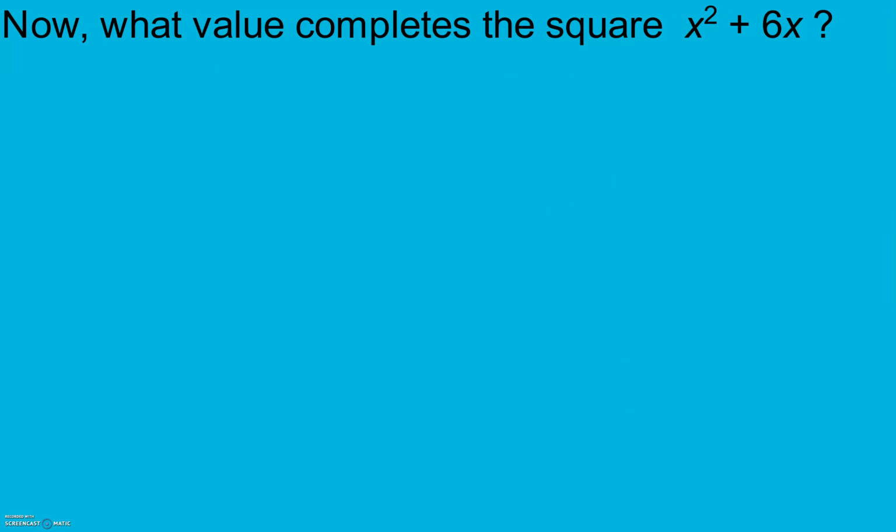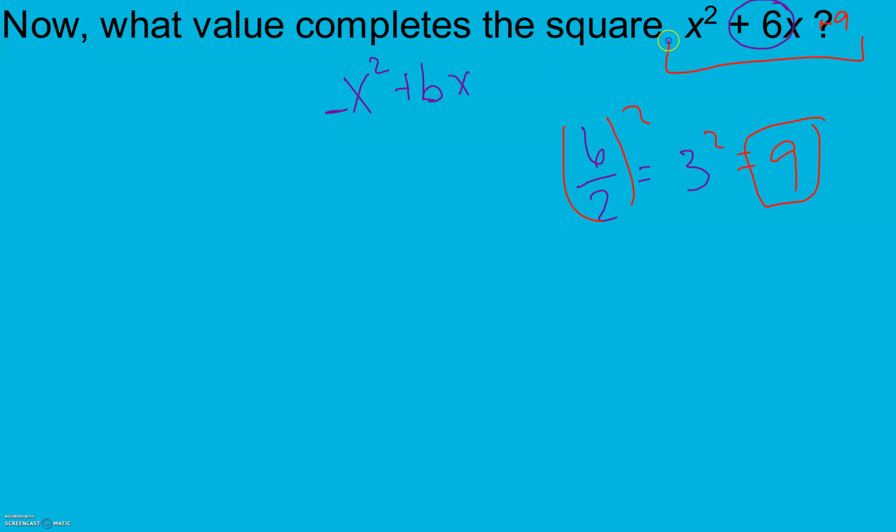Now, feel free to pause here and give this a try if you'd like. Again, in order to complete the square, we make sure it's in the form x squared plus bx. Again, nothing in front of our x squared other than 1. Then we take our b value, half it, and then square it. And 9 is the value that we can add here to make this a perfect square trinomial.